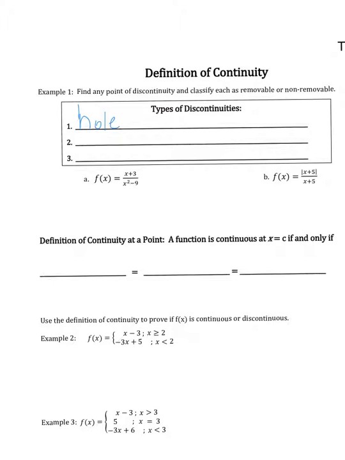What else? A hole, a vertical asymptote sometimes causes a function to be discontinuous. And finally, a jump. And so those are the three types of discontinuities you can look for. And notice in the example, it says, find any point of discontinuity and classify each as removable or non-removable. So I want to make sure that you know which one of those is removable and non-removable. The hole is a removable discontinuity. Both of these are classified as non-removable.